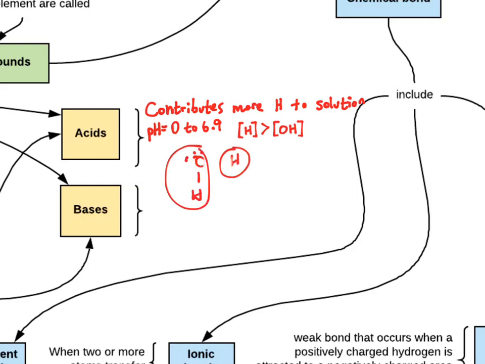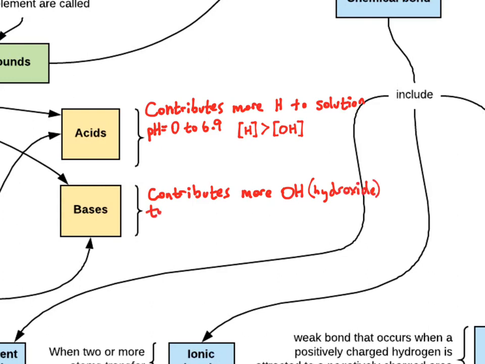A base contributes more hydroxide ions to solution, and the pH is going to be higher than 7. The concentration of hydrogen is less than the concentration of OH.